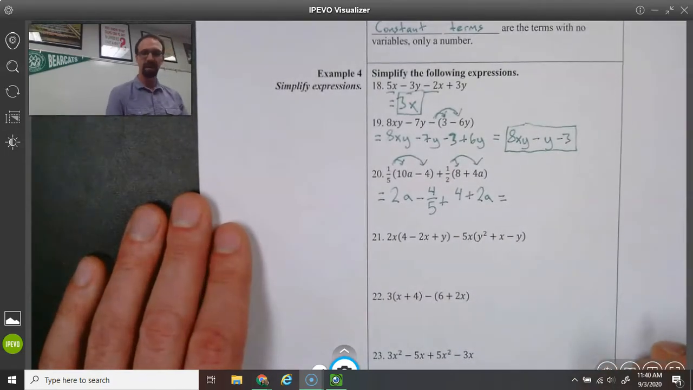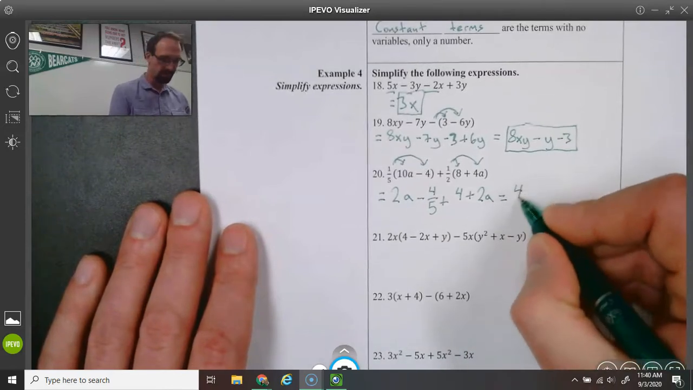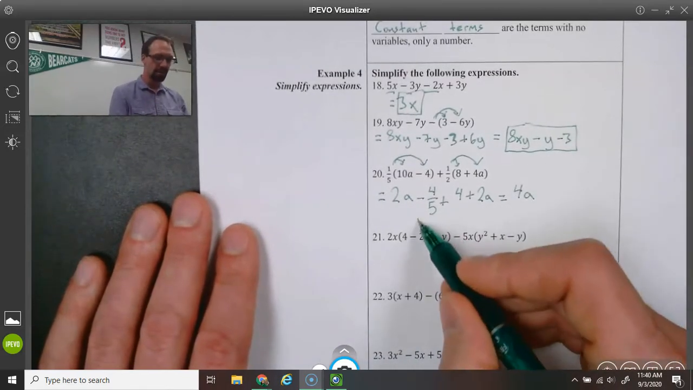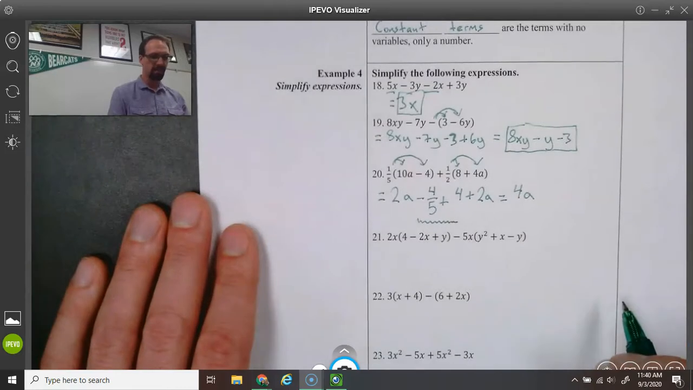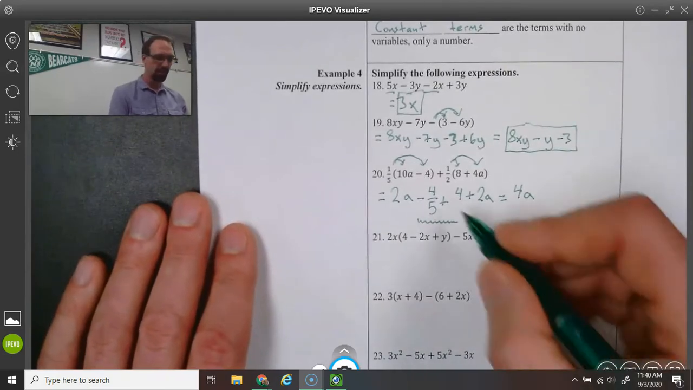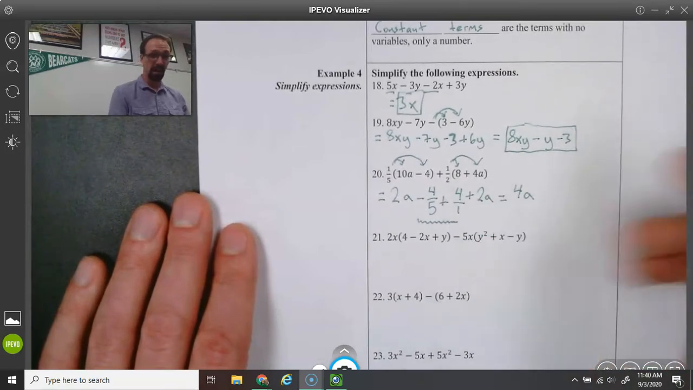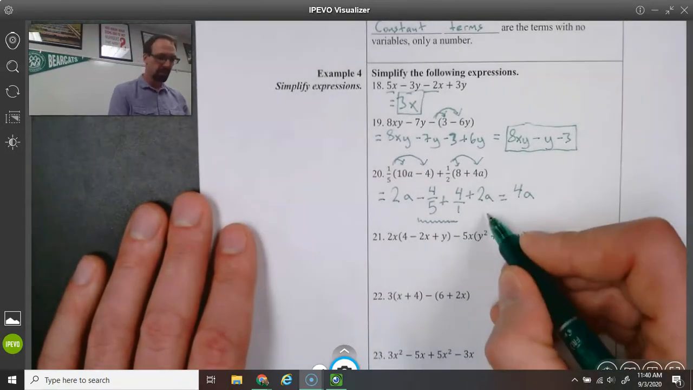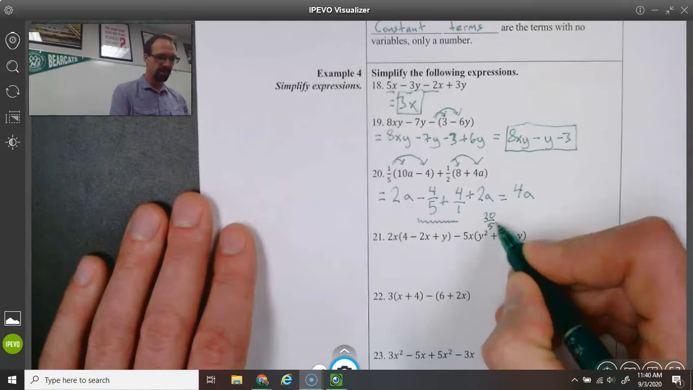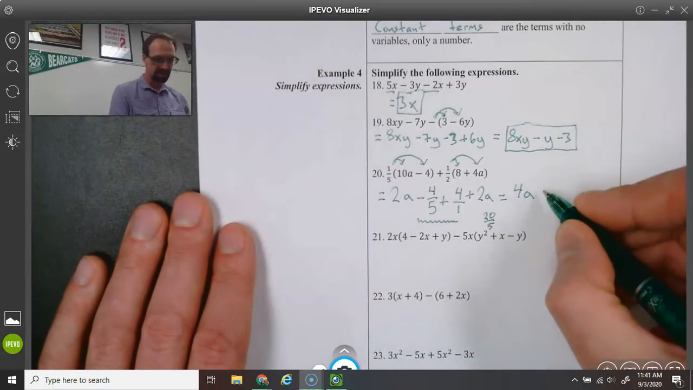So if I combine these together, 2a plus 2a is 4a. And now here I need to combine that negative 4/5 and then plus 4. So negative 4/5 means that I'm taking away 4/5 from 4. One way that you can do this is get a common denominator. Right now, this is 1. So if I multiply both the numerator and the denominator by 5, I don't change the value. And that would be 20/5. So negative 4/5 plus 20/5 gives me 16/5.